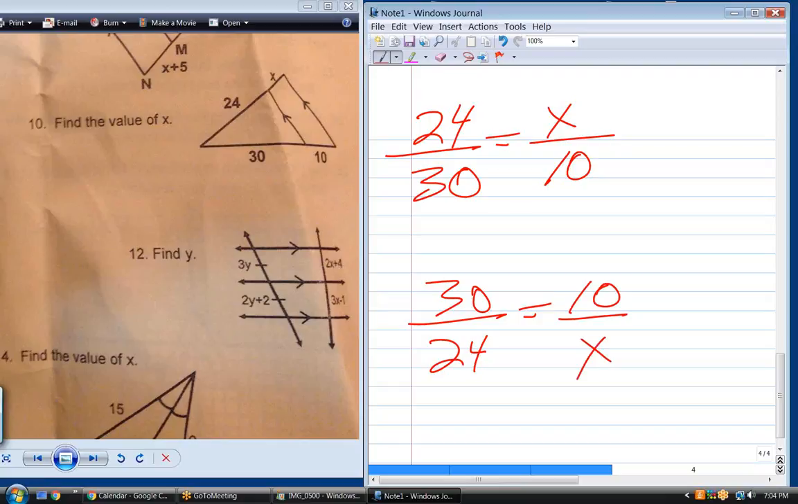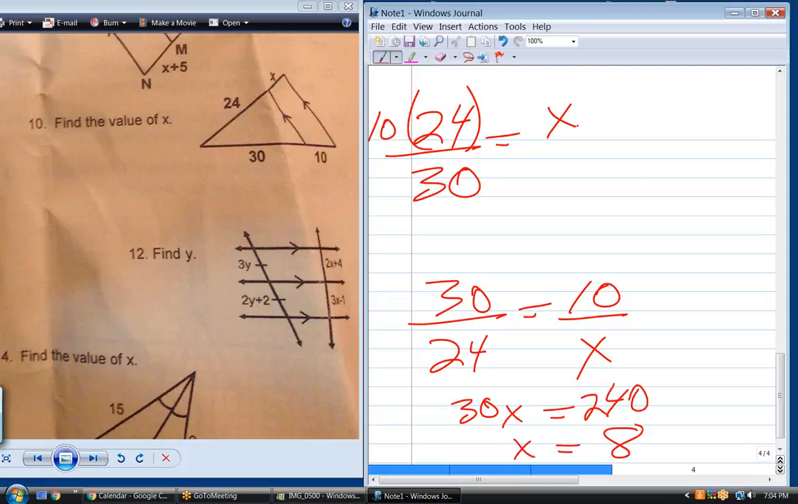Which of these two equations is easier to solve? The top one, because the variable's in the numerator. All I have to do to solve the top one is multiply both sides by 10, and that's pretty much done. The bottom one, I have to cross multiply, and then I have to do a second step: divide both sides by 30. So I get 8 the same way, cross off the 3 and the 24 equals 8.